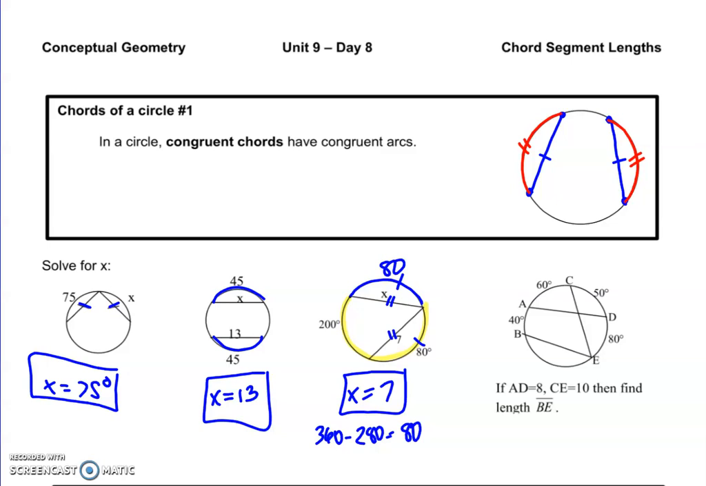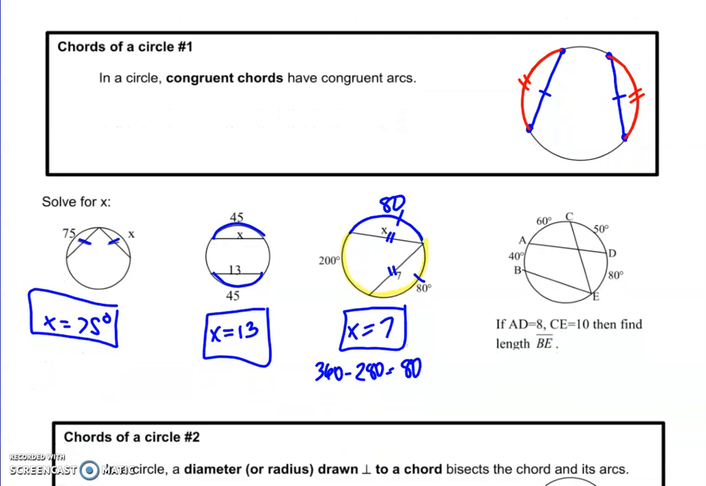Now where it's going to get a lot more challenging is this next example. It says if AD equals 8, so this chord right here is 8, and CE equals 10. So I'll use a different color. That is 10. Then find the length of BE. Well, I'm telling you right now, it's either going to be 8 or it's going to be 10. You got to figure out which one it is.